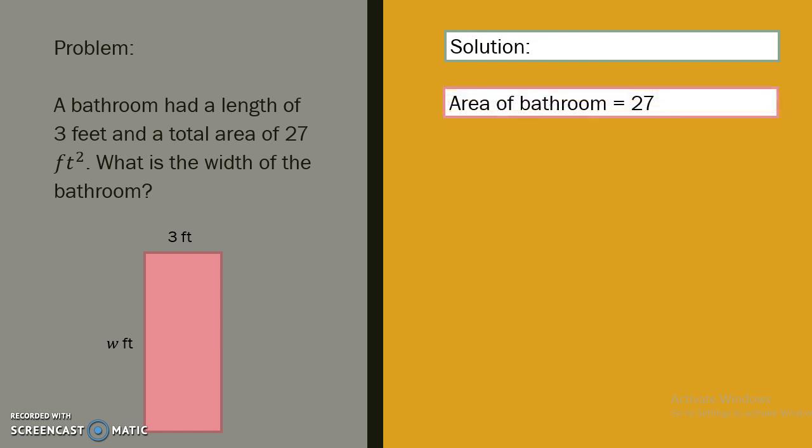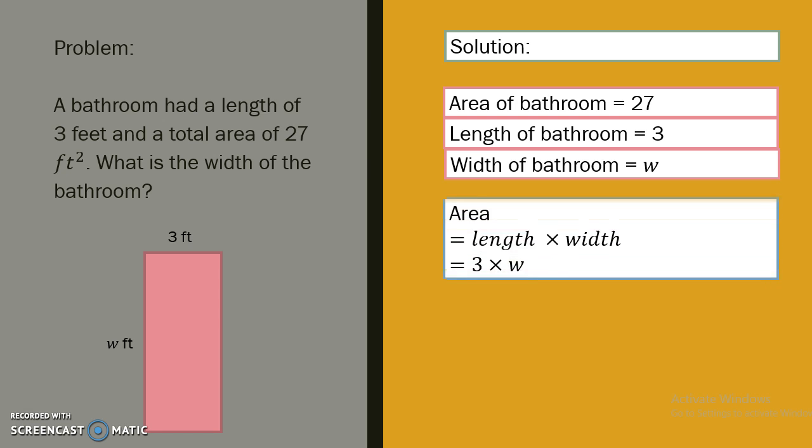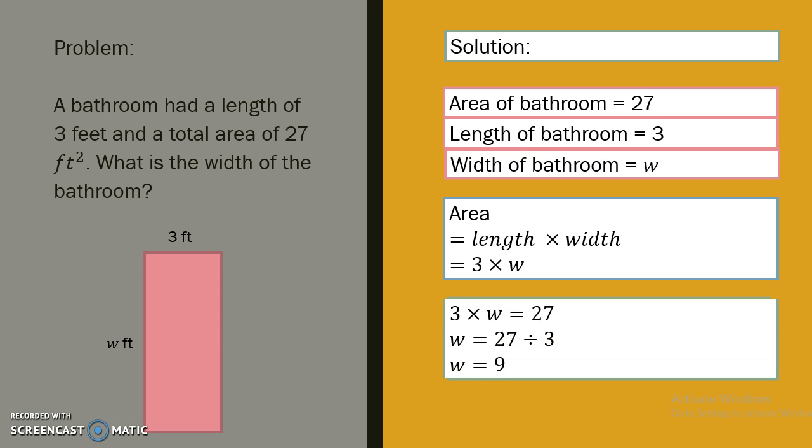Area of the bathroom is 27, length of the bathroom is 3, and width of the bathroom we denote as W. As we know, the area of a rectangle is the product of length and width. Then we may obtain an equation 3 multiplied by W is equal to 27, and solving this equation with a simple operation, lastly we get W equal to 9.